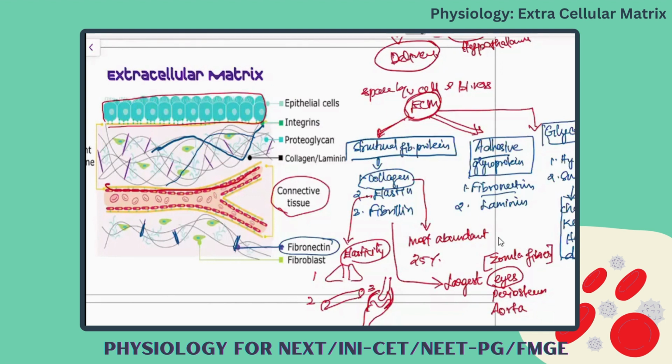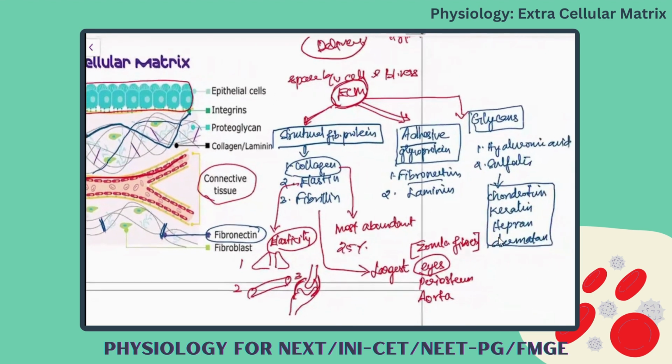The zonula fibers are rich in which protein? Which extracellular matrix protein? That is fibrillin. Because of this content, it is able to perform the function which has a major role in our vision. These are very minor proteins which we always omit when studying the books, so you should remember all these things. Okay, clear?